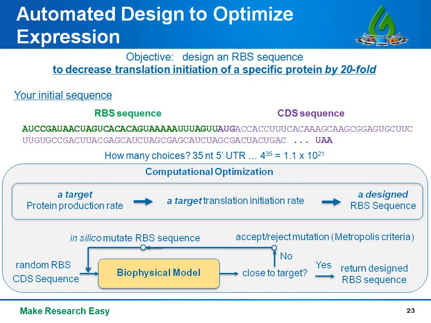So the way that the computational optimization works is that you start with a target protein production rate that you want to achieve and then you translate that into a target translation initiation rate, given the fact that translation initiation is the rate limiting step. Then you can have this computer program do in silico mutations and then evaluate the predicted translation initiation rate for each sequence and accept or reject it, and then do iterative rounds of this kind of computation to finally return a designed RBS sequence for your needs. So let's look at an example of this.